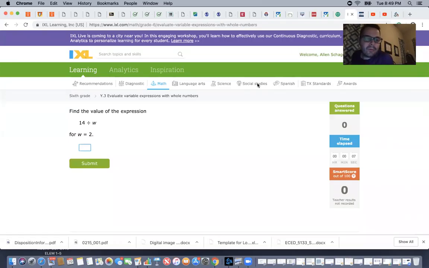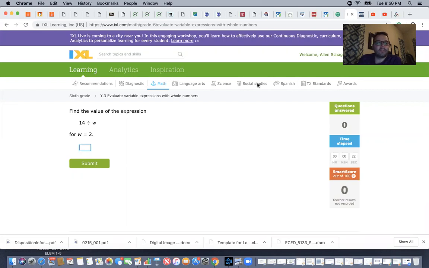All right, friends, we're going to do Y3, which is evaluate variable expressions with whole numbers. What you're going to do for this lesson is plug in the number that it tells you to. Once we get to 68, it's going to up the difficulty to 90.